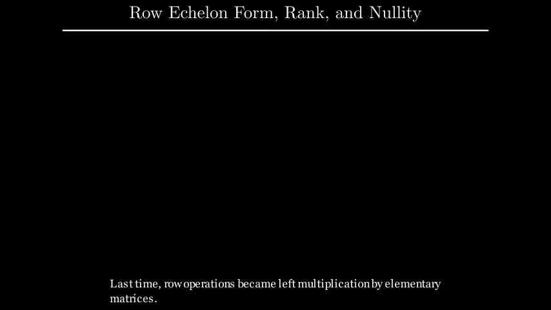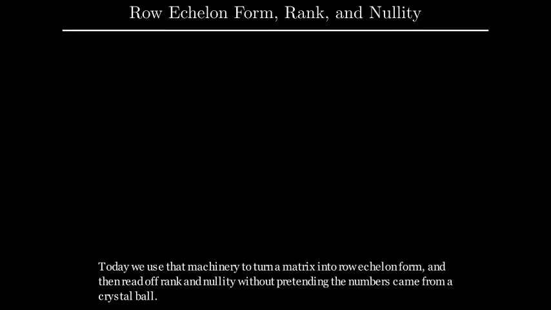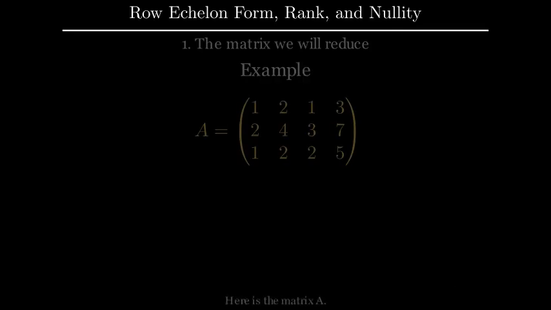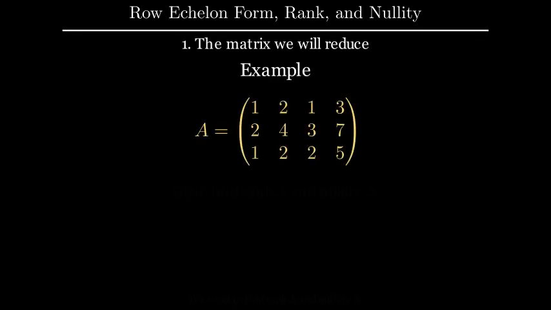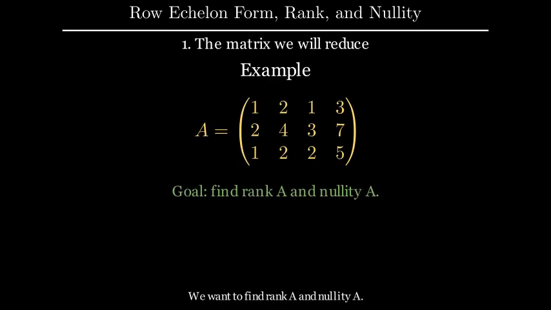Last time, row operations became left multiplication by elementary matrices. Today we use that machinery to turn a matrix into row echelon form. And then read off rank and nullity without pretending the numbers came from a crystal ball. Here is the matrix A. We want to find rank A and nullity A.